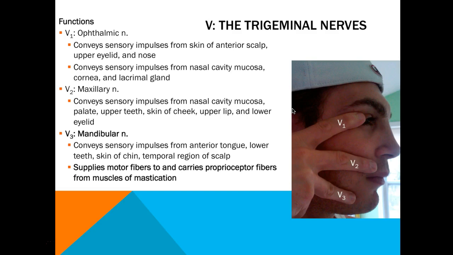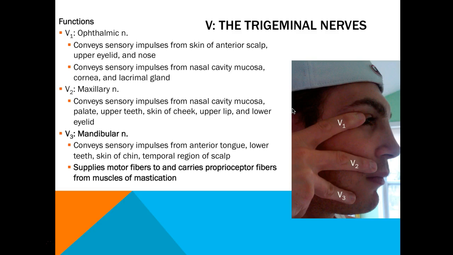V1 you could see is headed over to the eye. And so we are going to see sensory impulses coming over from that upper eyelid and also the anterior scalp and nose. We will also have sensory information coming in from the nasal cavity mucosa, the cornea of the eye, which would be that portion where you see the colored area and your pupil, although it's not those actual structures, it's kind of like the window to the eye, and also the lacrimal gland.